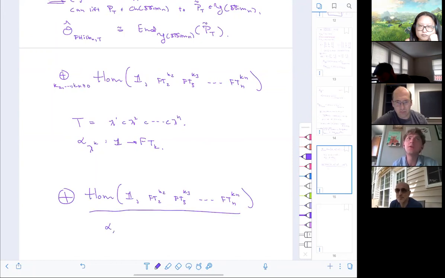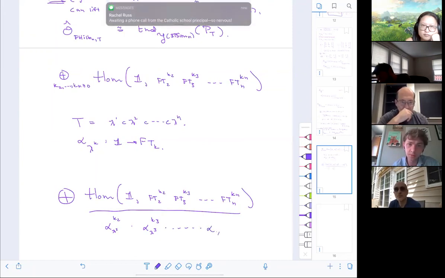But I think the big remaining question, which is not answered, which I'd love for someone to answer, is to identify explicitly these sections with the eigenmaps that Ben and Matt construct. And that should be doable, but it's not done as far as I know.